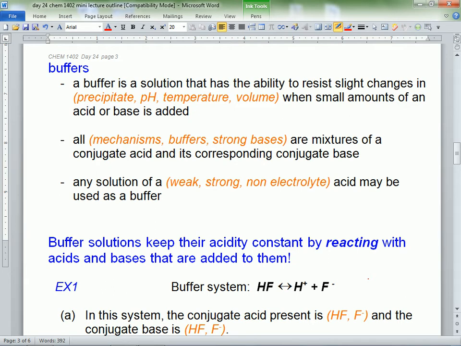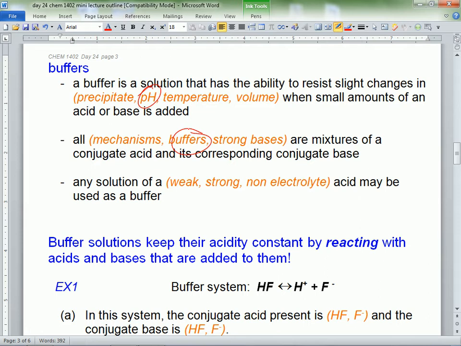Crystal Munoz, can you read this first one for us and fill in the blank there? A buffer is a solution that resists slight changes in pH when small amounts of acid or base are added. Excellent. Crystal Zamora, the next one. All buffers are mixtures of a conjugate acid and its corresponding conjugate base. Perfect.